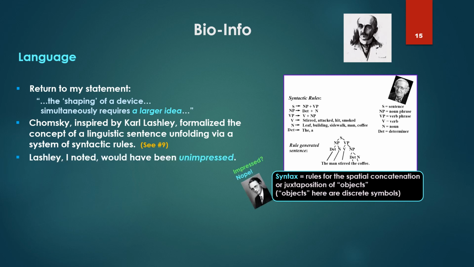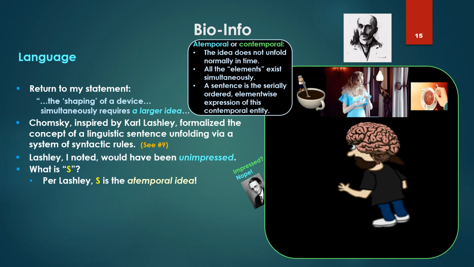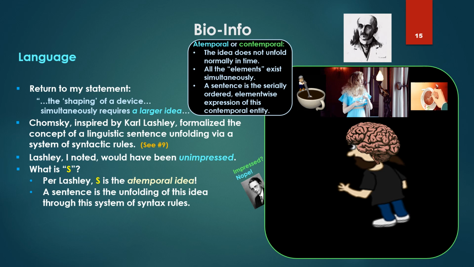Lashley, I noted, would have been unimpressed. Why? What is S? Well, per Lashley, S is the atemporal idea. What's an atemporal idea? Well, atemporal or contemporal, that is, the idea does not unfold normally in time. All the elements exist simultaneously. And a sentence then is a serially ordered, element-wise expression of this contemporal entity. So a sentence is the unfolding of this idea through the system of syntax rules.